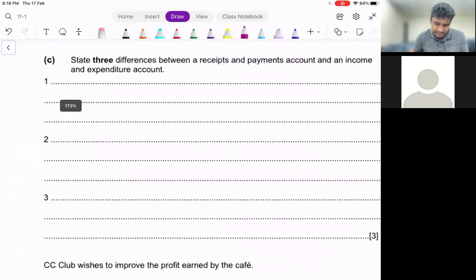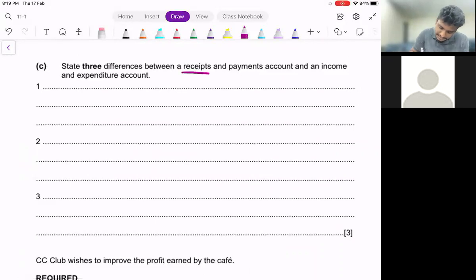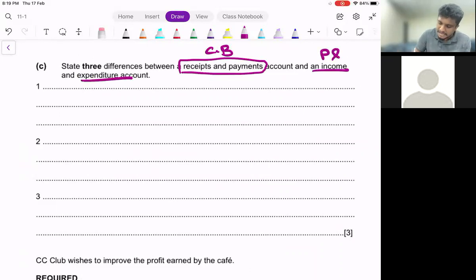The question asked me to state the difference between receipt and payment and income and expenditure. Receipt and payment is actually my cash book. It's a bank account or cash account. And income and expenditure is a P&L account, profit and loss account. So they asked me for three differences. The first difference that I can see: in a receipt and payment, we have an opening balance and closing balance. But in an income and expenditure, we don't have opening balance, closing balance.